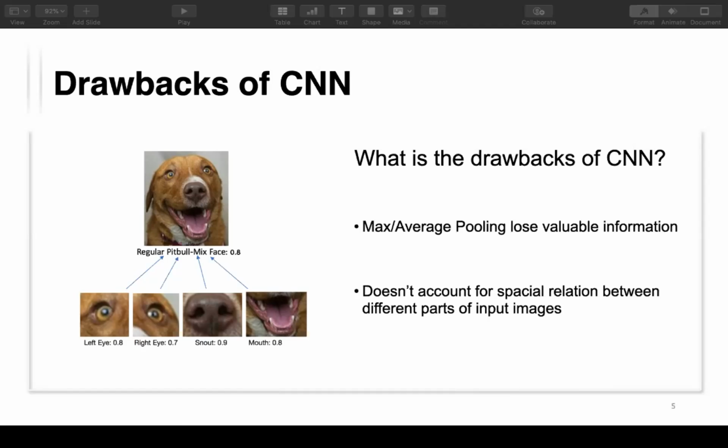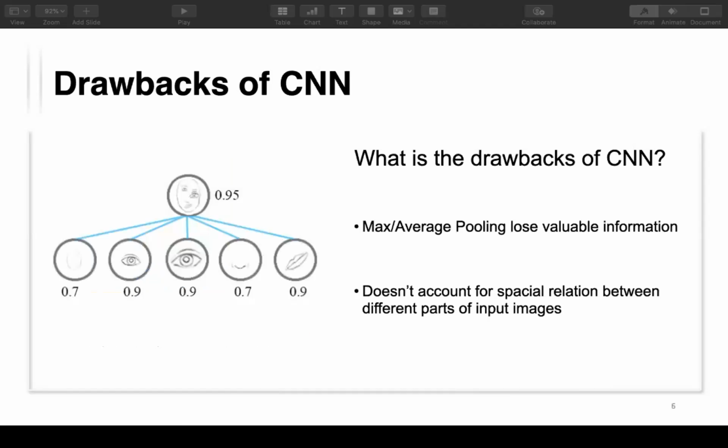So the drawback is that when we look at the picture on the left and want to classify the abnormal face, the CNN will still output that the picture is a face with high confidence, but we can see that the picture we want to classify is not a normal face. That's the drawback of CNN. It will lose the spatial relation between different parts of the input images.